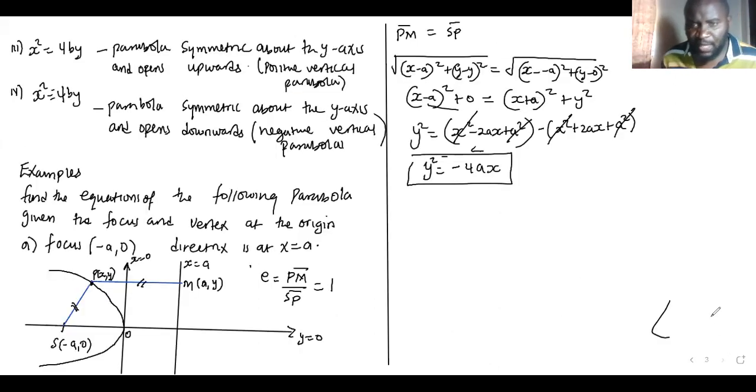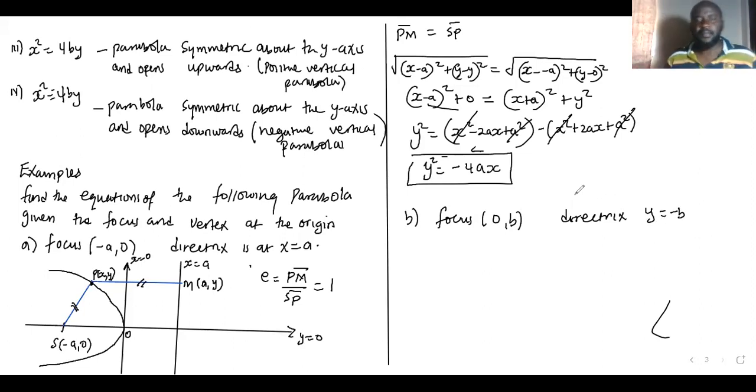One other illustration you can have on this is the second one. The focus is 0, B, and the directrix is y is equal to negative B. Now, this one is a little bit interesting. How? It is a vertical parabola. Now, this is where its focus is.